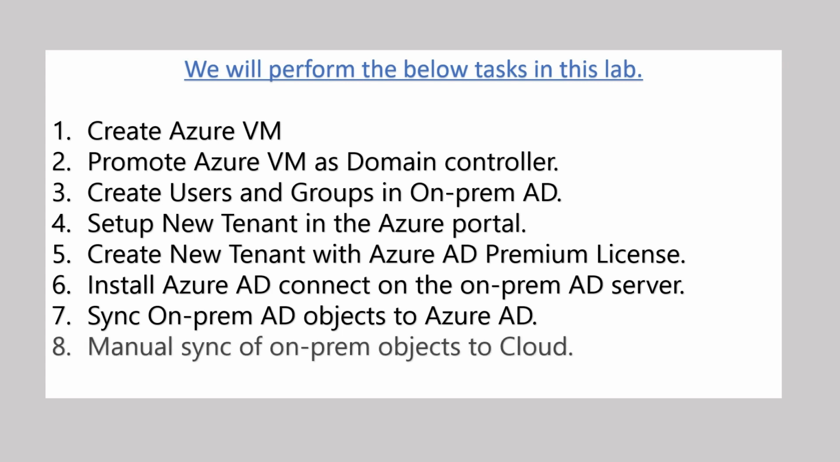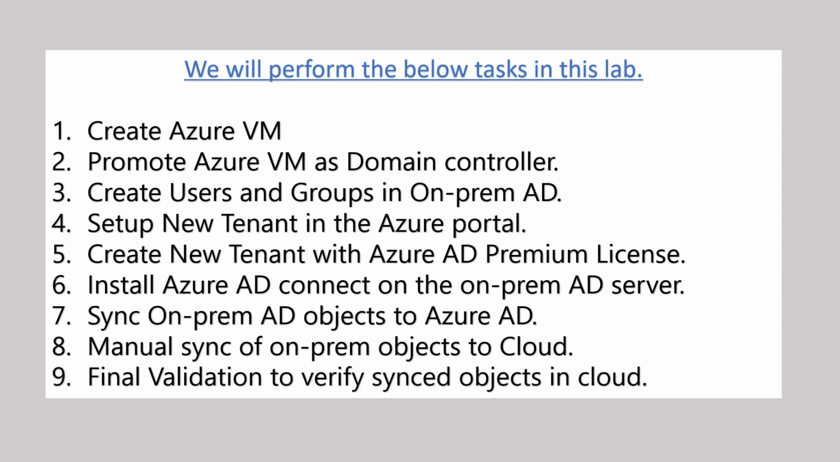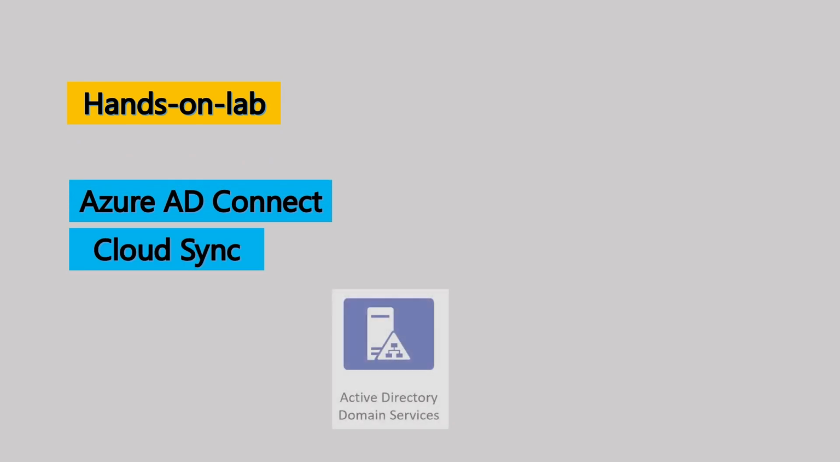Then after that, I'll also demonstrate how we can manually sync on-premise objects to Azure. I'll show you the PowerShell commands using which we can sync on-premise objects to Azure. After completing all these 8 steps, we'll go to the 9th step, that is the validation of on-premise objects in the Azure cloud. If all the tasks till 8 are successful, we should be able to see on-premise objects in the Azure Active Directory. So let's go and perform the hands-on lab on Azure AD Connect Cloud Sync, guys.